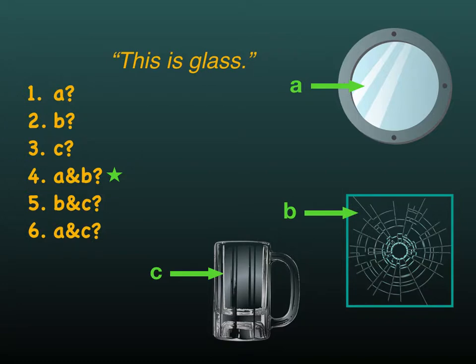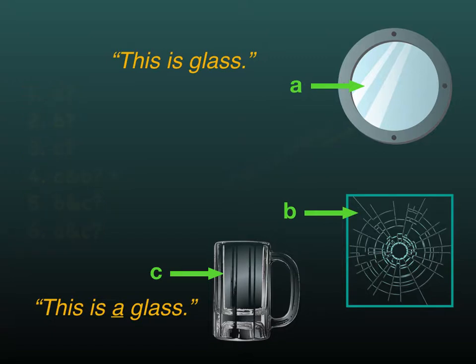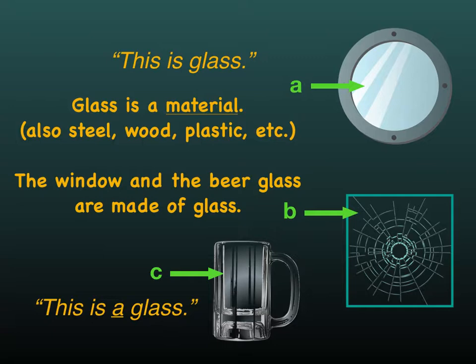C is wrong. This is one drinking glass, so it would be this is a glass. The top picture is glass in a window, maybe a ship's window. So when we say glass, we are talking about a material, the same as steel or wood or plastic or paper. And the window and the beer glass are made of the material glass.